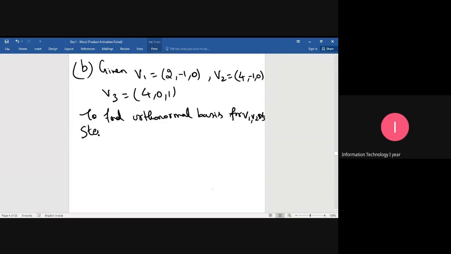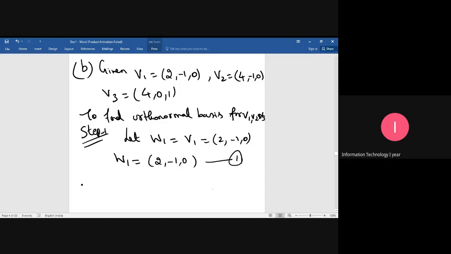So step 1: let W1 be the first vector, V1. It is 2, minus 1, 0. So W1 is 2, minus 1, 0. Take this as equation 1. Now step 2: find W2. The formula says W2 is V2 minus the inner product of V2 and W1 divided by norm W1 square, into W1. So this is the formula for W2.